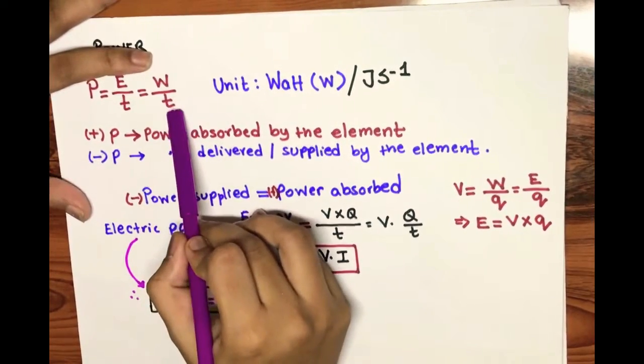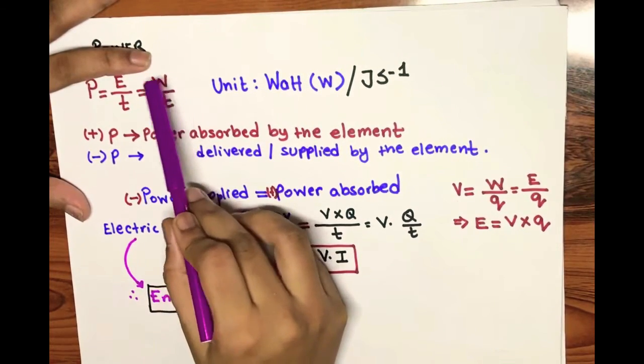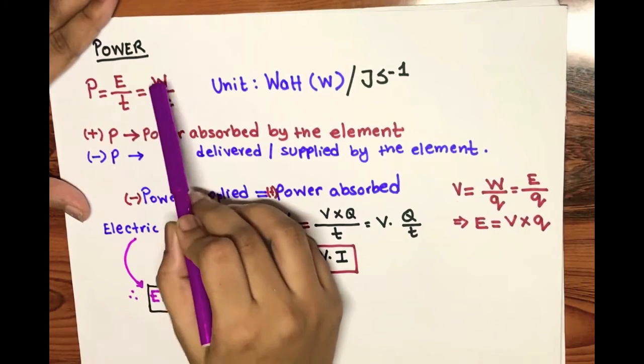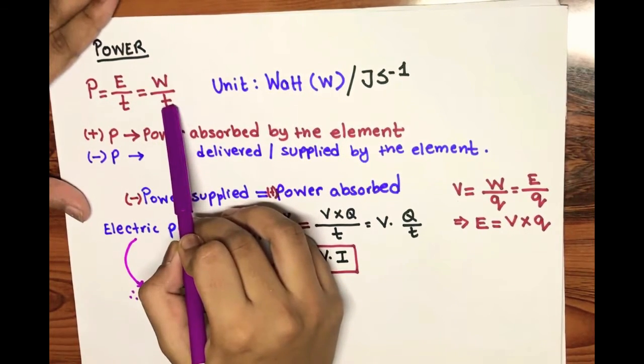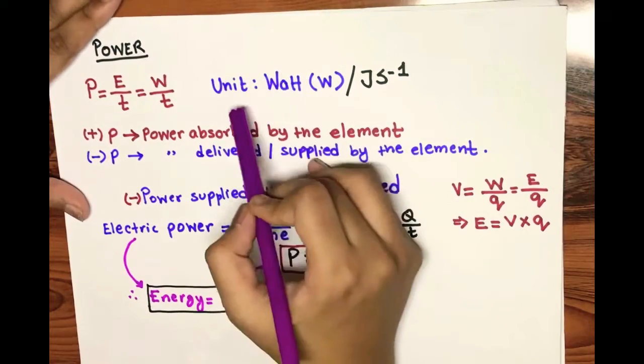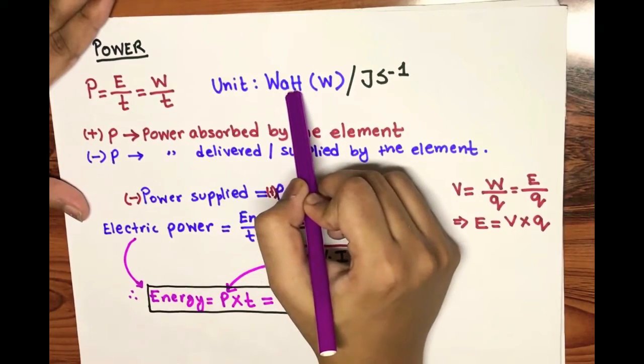From this equation, we can say that power indicates how much energy is transferred per second or how much work is done per second. Now, what is the SI unit of power? The SI unit of power is watt. And what is the equivalent unit?